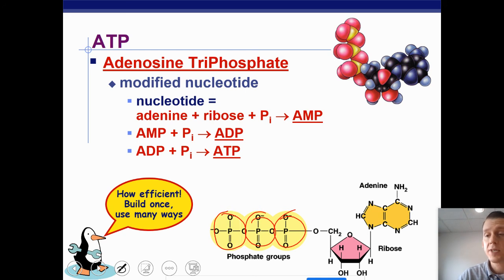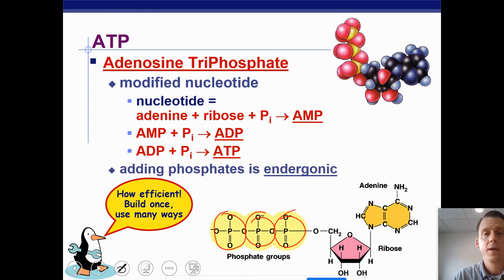ATP has the most energy, AMP has very little energy. Remember, the energy is caused by the bonds connecting those phosphate groups, so that is where you'll find the most energy. Adding phosphates is endergonic, so those are very high energy bonds. They're holding those phosphates on. And if we release one, it's going to release a bunch of energy.